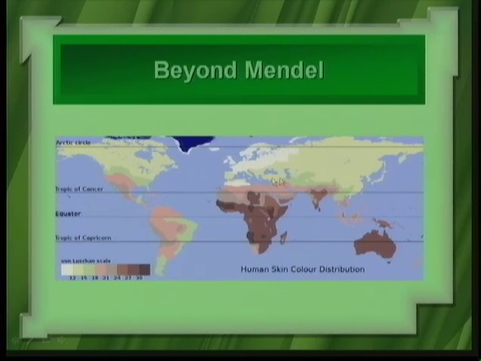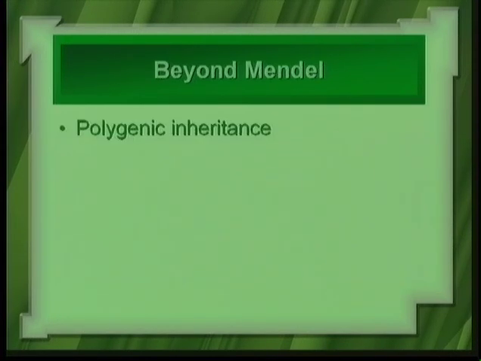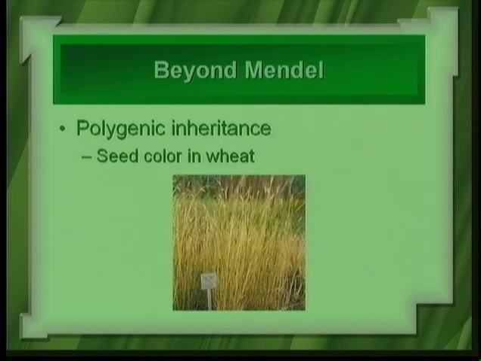So skin color in humans, pretty much people think, is determined by more than 1 set of genes. I think some people say that there might be 6 pairs of genes, or 4 pairs of genes, in humans. So that can happen, and sometimes you can have 2 really dark-skinned people, and sometimes your child is fairer than either of them. That happens. Another example of polygenic inheritance is the seed color in wheat.